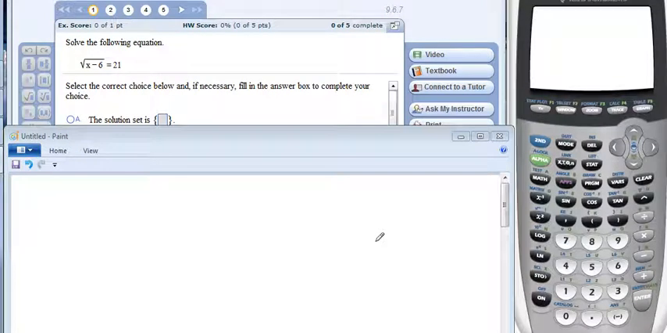All right, this is section 9.6. It's going to be short and sweet. We've only got 5 problems. I'm just going to show you how to solve equations using radicals.